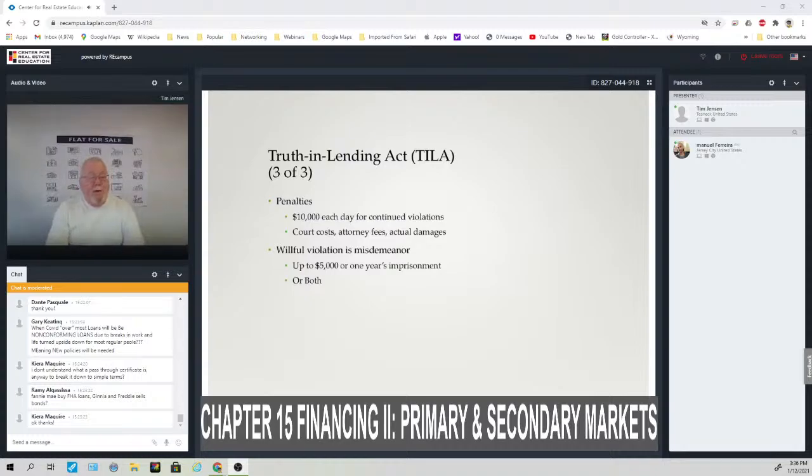Under the Truth in Lending Act, if you're found guilty of violating the law, you can be fined $10,000 per day, so long as the violation continues, plus the court's cost, attorney fees, and actual damages. If you willfully violate the law, meaning you do it in a really nasty, obtuse manner, well, it's called a misdemeanor. You go to jail or have a fine of $5,000 and/or 1 year's imprisonment, or both. Real serious, guys. These guys don't mess around.